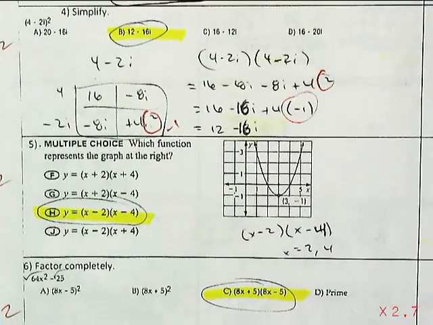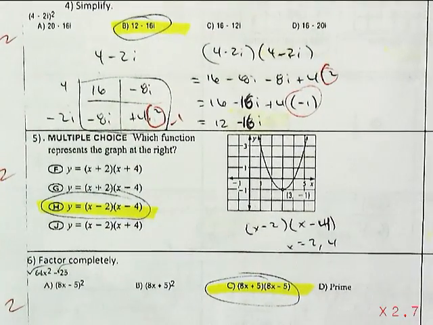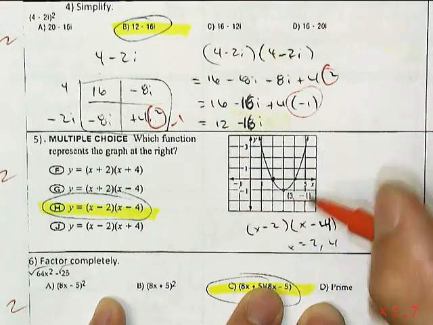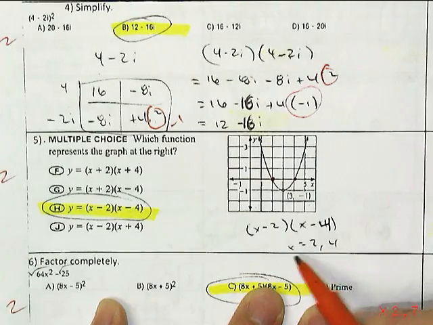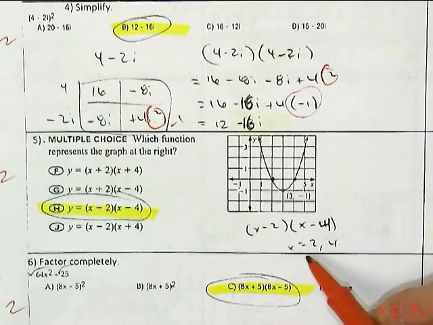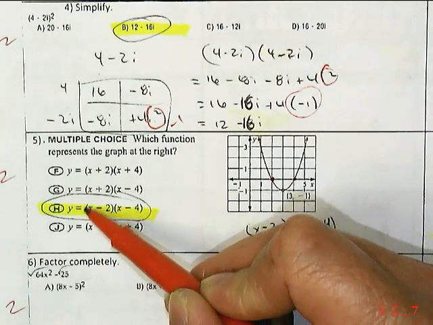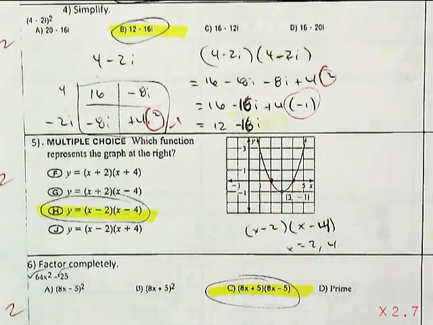Question number 5, which function represents the graph at the right? So notice here I cross at x equals 2 and x equals 4. Well, if you go backwards, this is intercept form of quadratics. You have quantity x minus 2, quantity x minus 4. Notice your a value, there's nothing there, therefore it's positive and opens up.